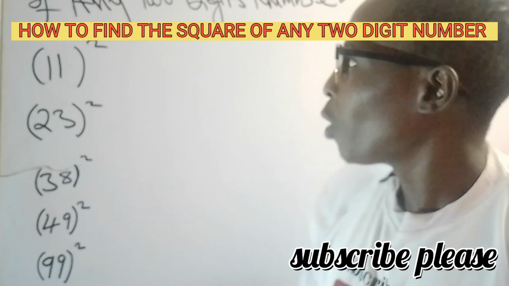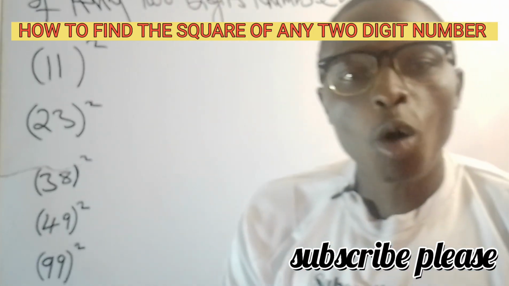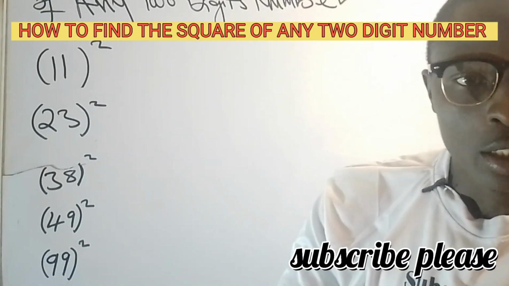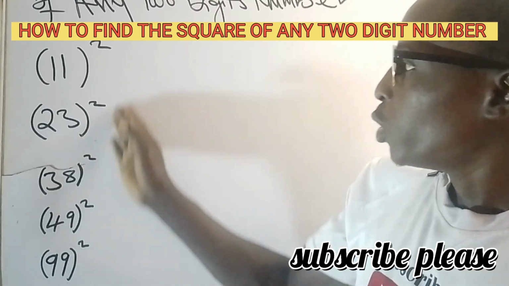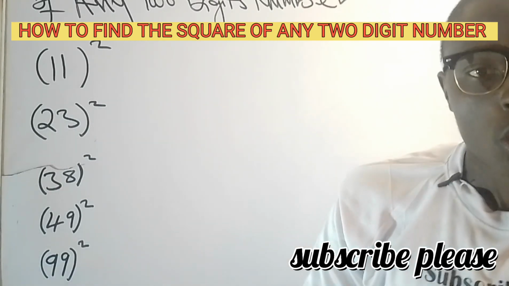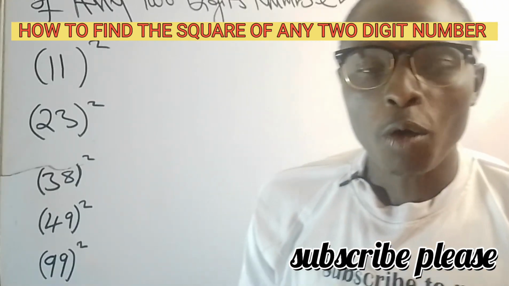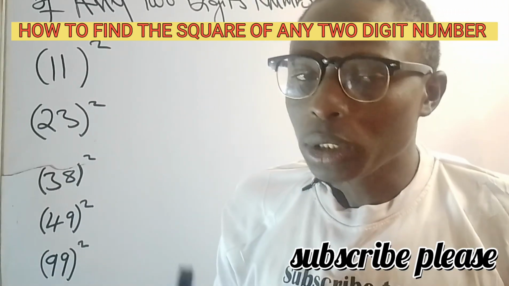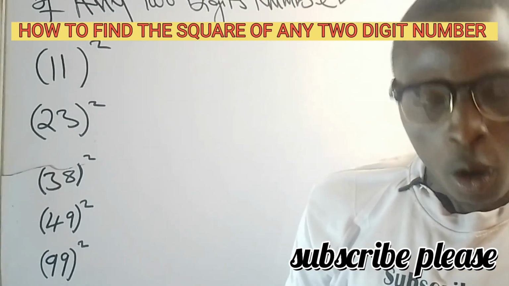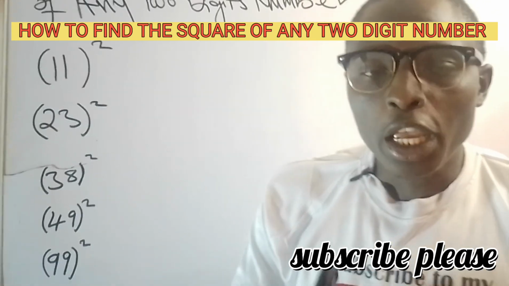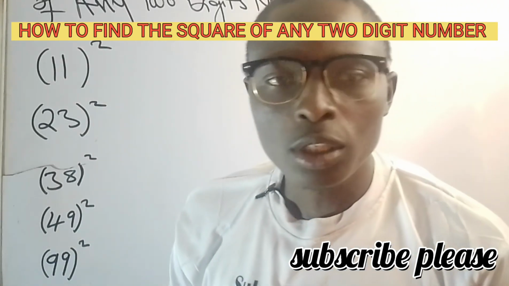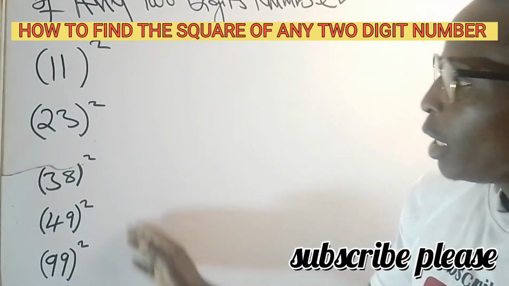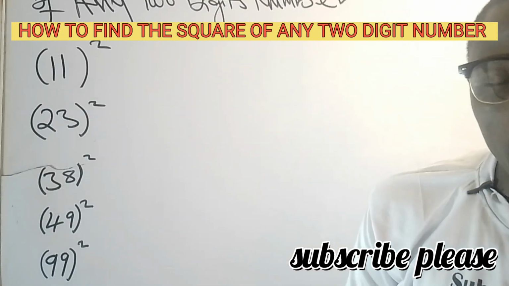In today's class, we are going to see how we can find the square of any two-digit number. I'm going to use these 5 different examples to show you how to find the square of any two-digit number without the involvement of a calculator or any computing machine, in just a matter of seconds. 5 to 6 seconds, you are done. So follow me. Let's see how we can tackle them one after the other.